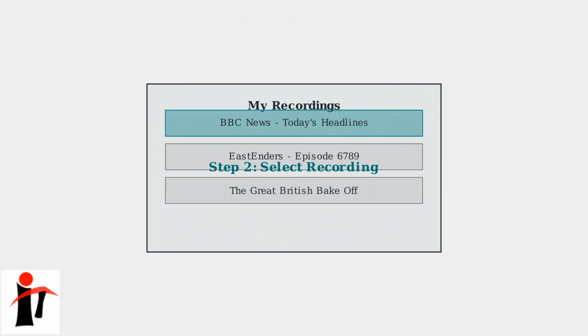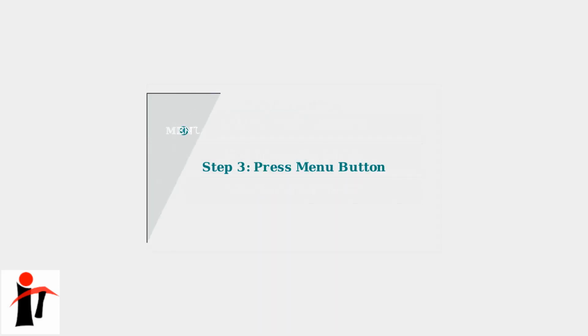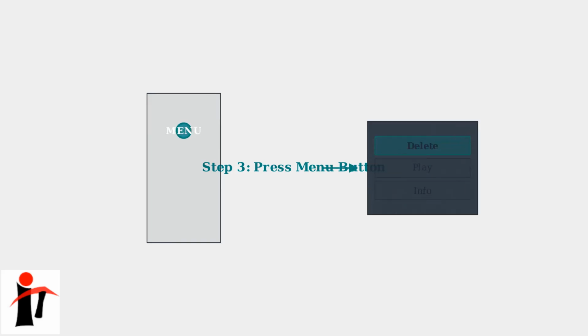Once in the Recordings section, you'll see a list of your recorded shows and episodes. Use the arrow keys on your remote to highlight the specific recording you want to delete. With your desired recording highlighted, press the Menu or Options button on your remote. This will open a drop-down menu with various actions you can take.